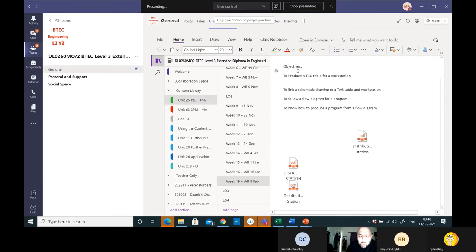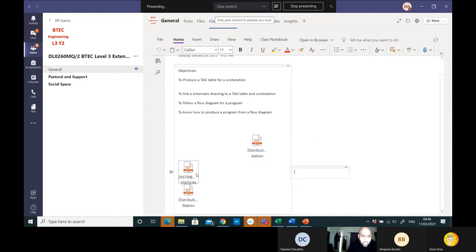It's a long thing. I don't think we're going to be able to do this today because we've taken the first part of the lesson quite a lot. But I'm going to go through something here. So I'm going to go through the distribution station. One second, and open some documents.